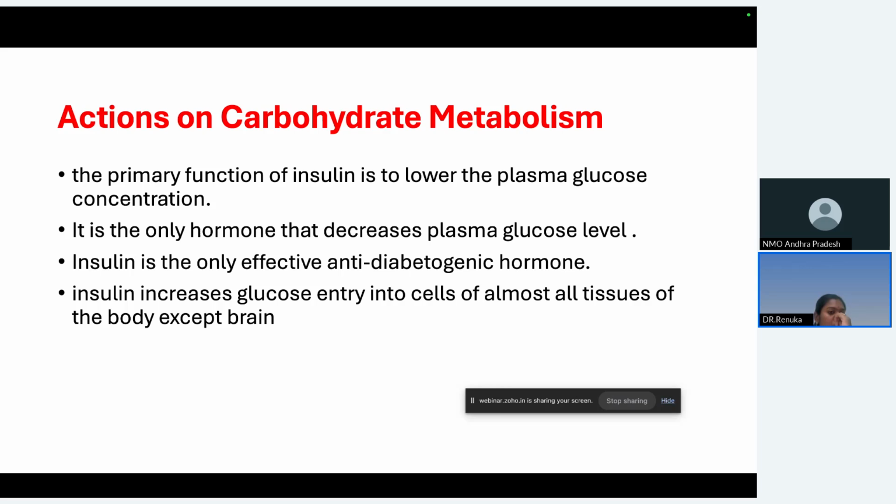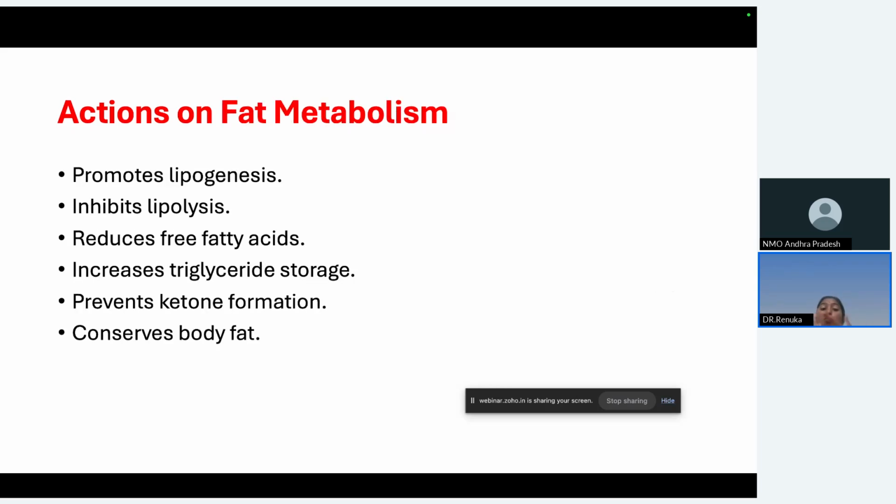What is the action on fat metabolism? It promotes fat production, that is lipogenesis. It inhibits lipolysis. It increases triglyceride storage. I'll just read out the important points. It conserves the body fat.